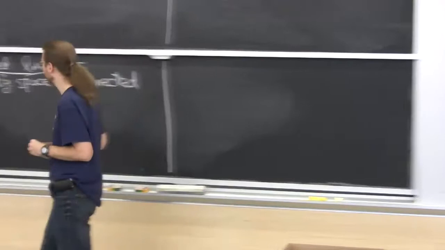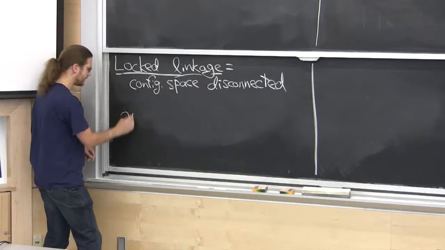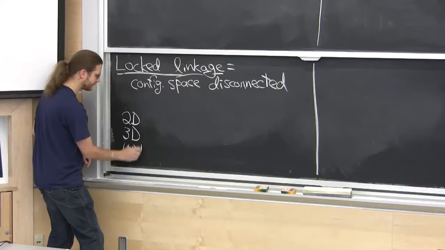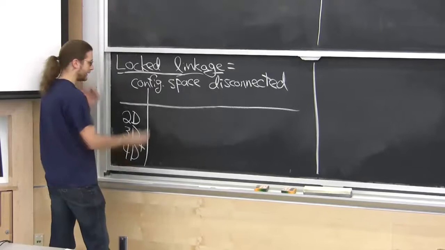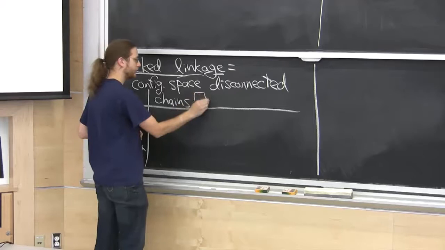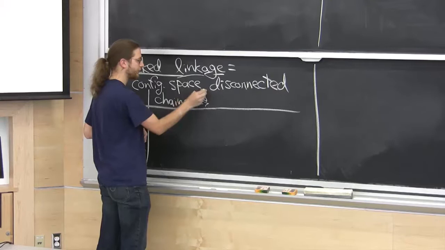And in general, you can think in 2D, you can think in 3D, and you can think in 4D and higher. I drew this table way at the beginning of class. And you can think about chains, these are so-called open chains, like robotic arms. Paths is a graph. And polygons are closed chains.